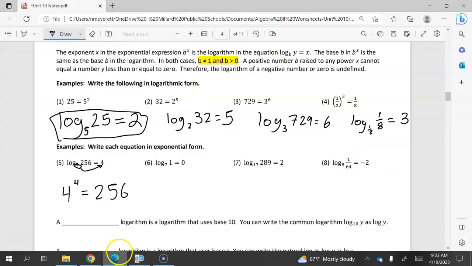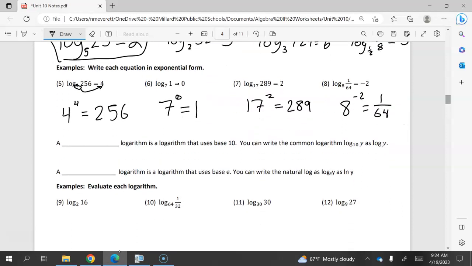And we can see right here that it does. We have this right here, log base 7 of 1 is equal to 0. That is the little number 7 raised to that 0 is equal to 1. And if you check that, that turns out to be true. This is 17, the little number, raised to the 2nd power is equal to 289. And then this one right here is the 8 raised to the -2 is equal to 1 over 64.